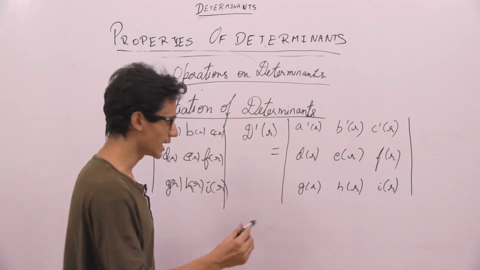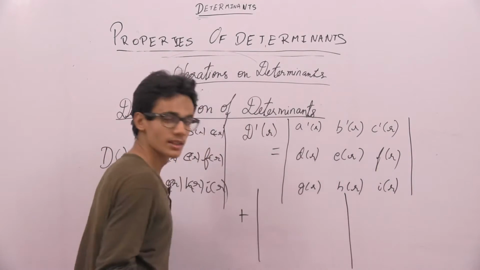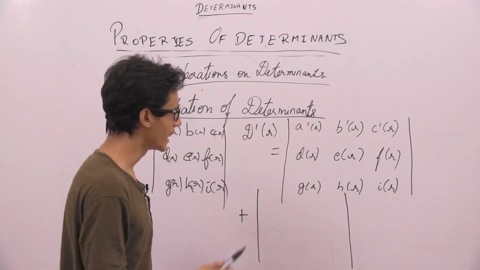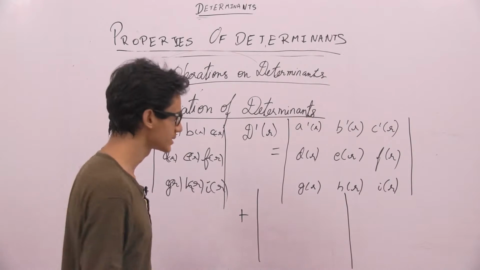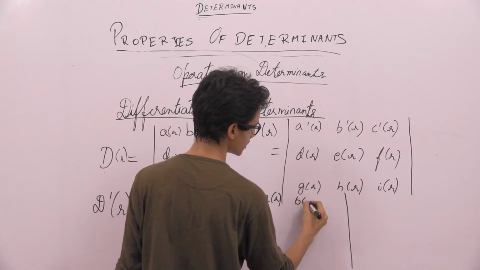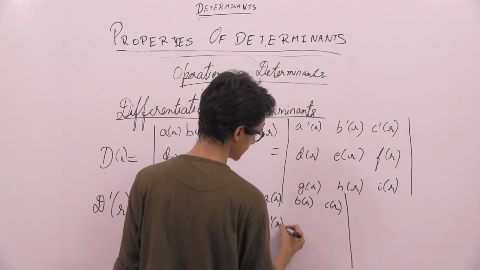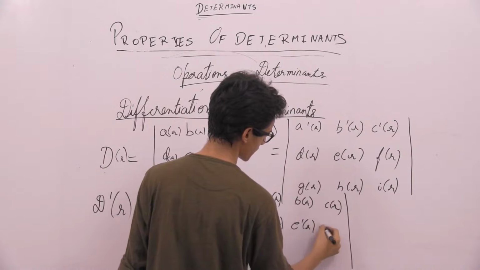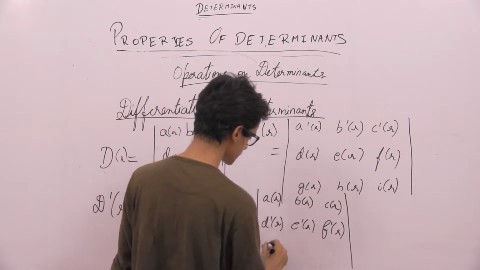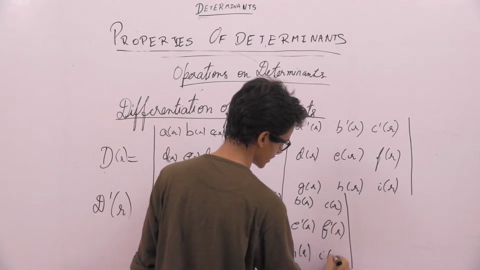To this, we add the determinant in which we take the derivatives of the elements present in the second row, leaving the first and third row as it is. So, in this determinant, we have a r, b r, c r, d dash r, e dash r, f dash r, leaving the third row as it is, g r, h r, i r.